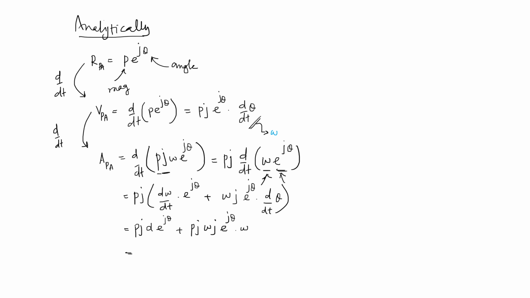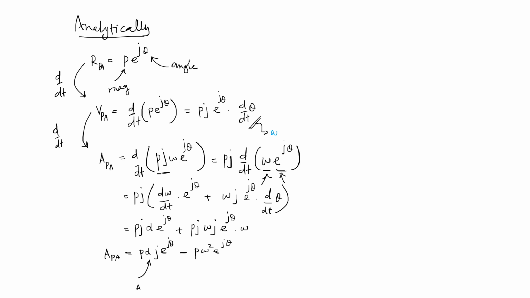So as a result of that, this turns out to be P alpha j e raised to power j theta minus P, this j multiplied with j is taken care of, and then you have omega multiplied with omega, so this is going to be omega squared e raised to power j theta. Now you can see that this is the acceleration of point P with respect to A, and if we analyze over here, you can see that this component, because of alpha associated with it, is the component which we have defined already, the tangential part.